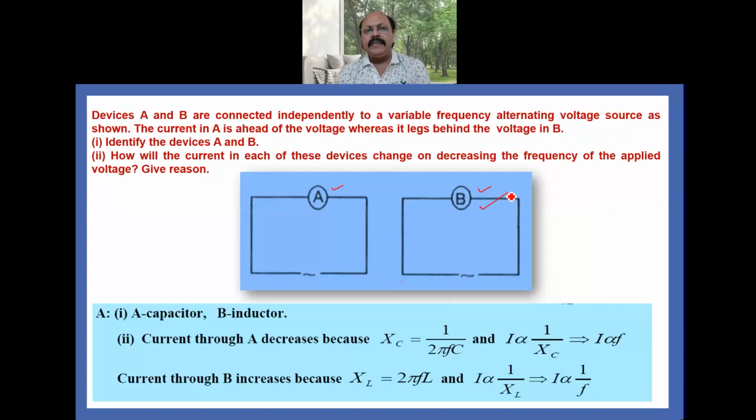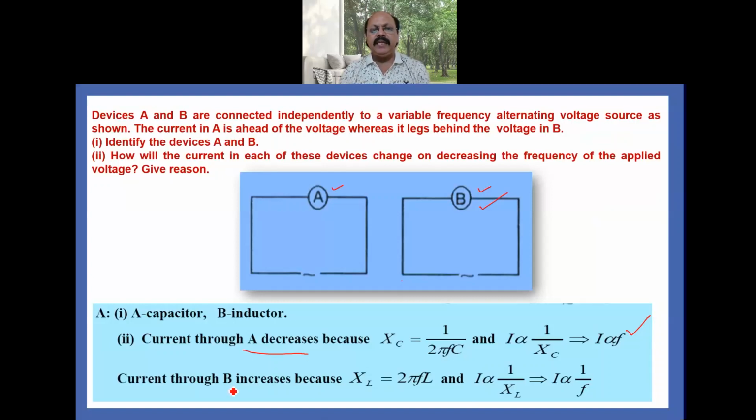For the second part, to calculate the current and its variation with frequency, you know the formula XC equals 1 upon 2 pi fC, and the current I is inversely proportional to XC. When you substitute the value of XC, I is directly proportional to the frequency. So if the frequency decreases, then I also decreases. In case of device A, the current decreases with decrease in frequency.